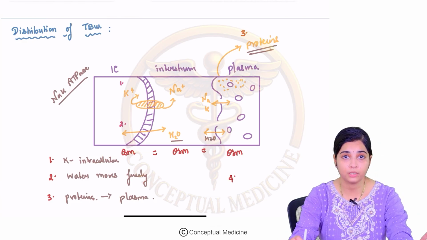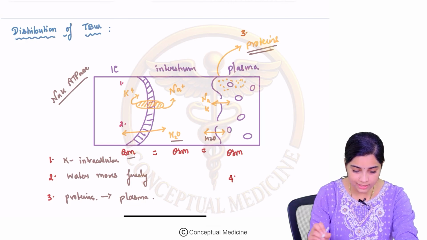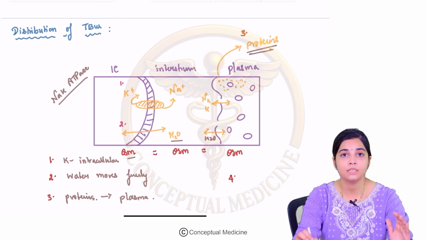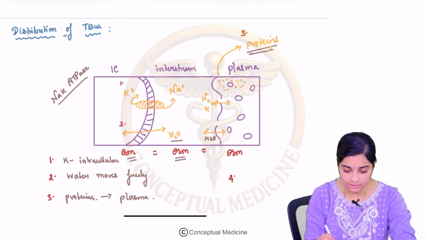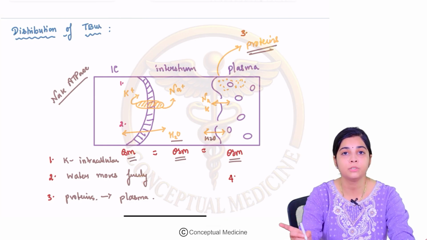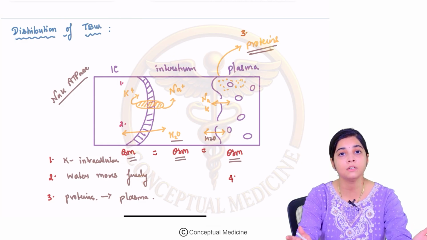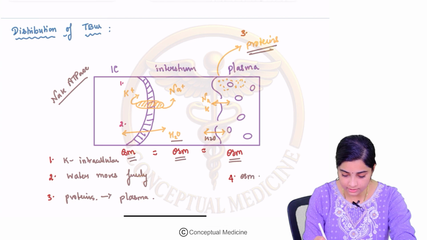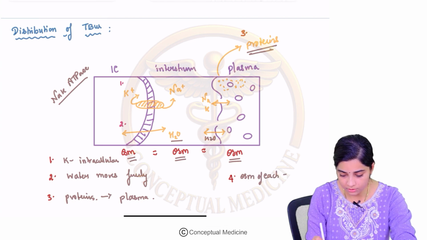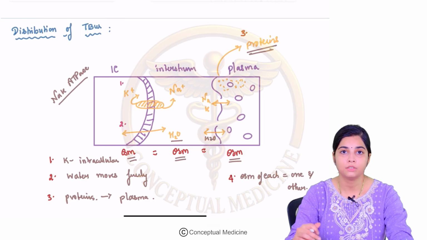And the fourth most important thing that you should be knowing is that the osmolality between the intracellular, the interstitium, as well as the plasma is equal to one another. There are three components, right? The intracellular, the interstitium, and the plasma. The osmolality in each section is equal to one another. So that is about the distribution of the total body water.